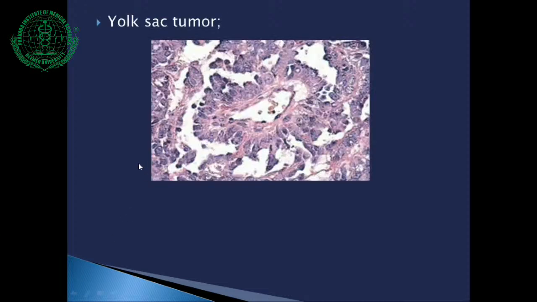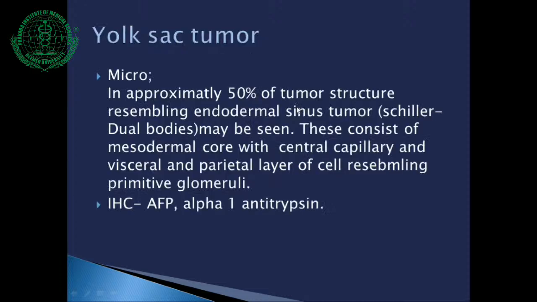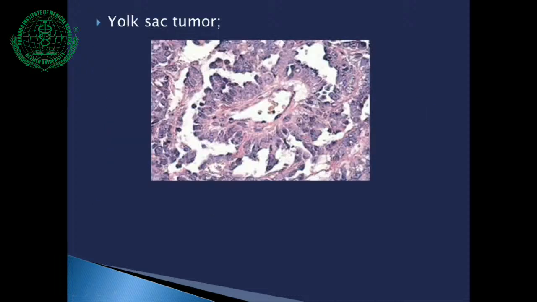This is a Schiller-Duval body. 50% of the cases show the presence of Schiller-Duval bodies. The neoplastic cells are arranged around the capillaries. In immunohistochemistry, it produces alpha-fetoprotein, and it expresses alpha-fetoprotein and alpha-1 antitrypsin. Immunohistochemistry is a special technique.